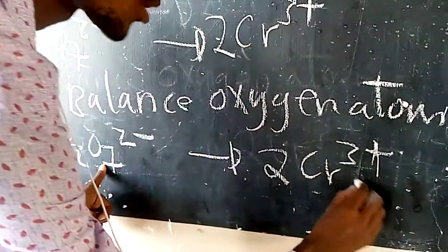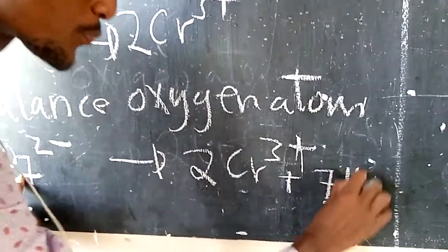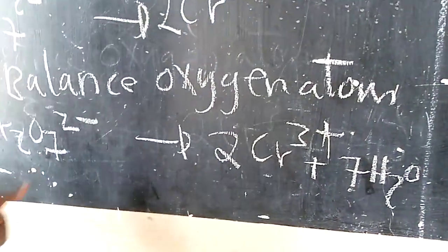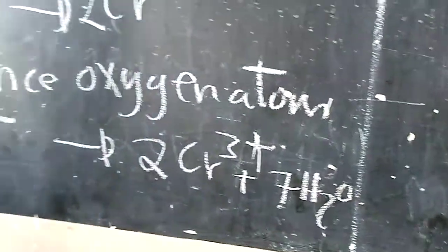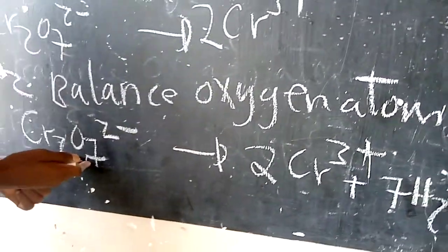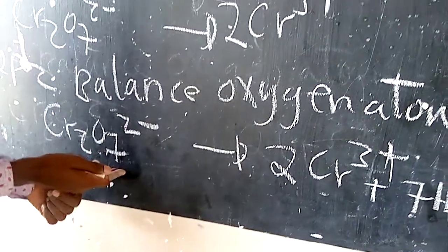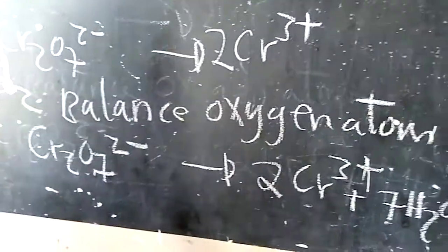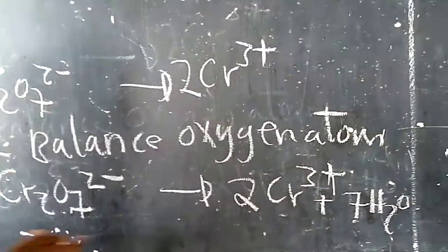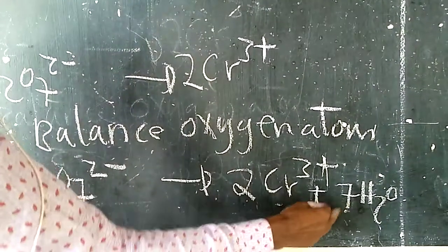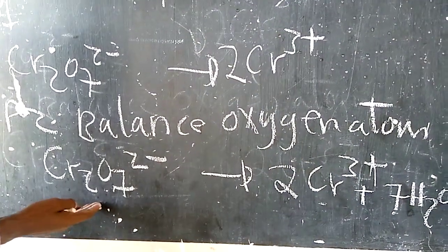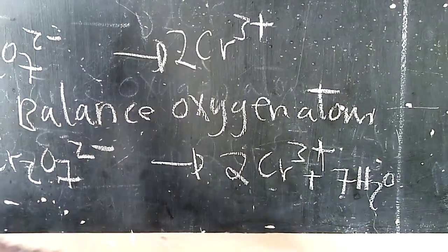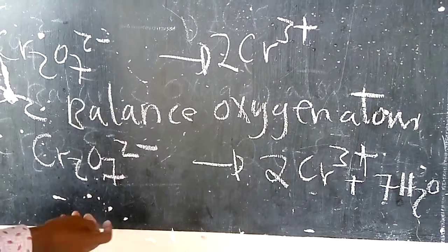So add 7 water molecules. When you add 7 water molecules, in the product side you have 7 oxygen, and in the reactant side we have 7 oxygen. So chromium is balanced, oxygen is balanced. What is not balanced here is hydrogen, because when you look at your equation, you will see in the product side you have 14 hydrogen, and in the reactant side there is no hydrogen. Very simple. Now we are going to balance hydrogen atoms.